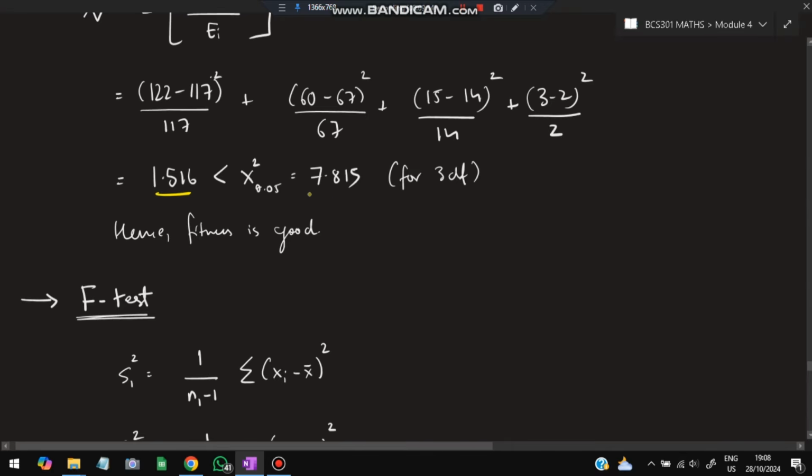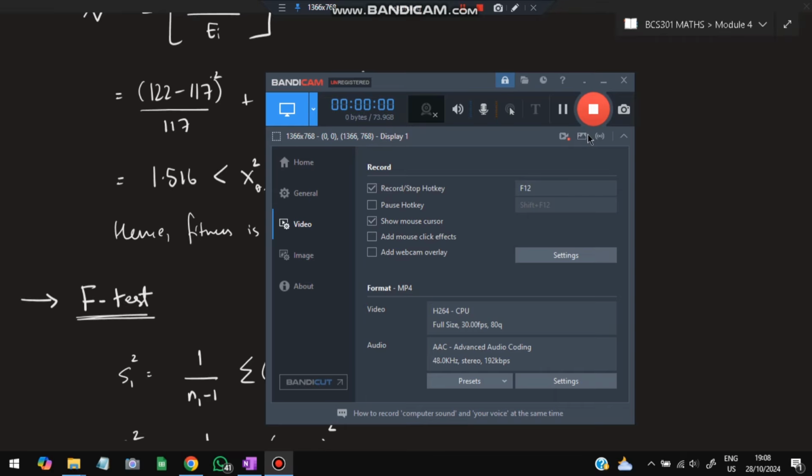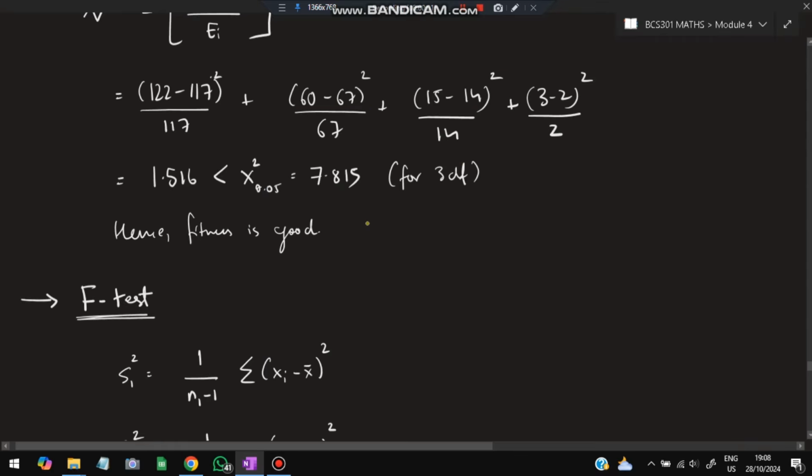You will get an answer less than that given in the question, and so the fitness is good. So this is how you calculate the binomial distribution question. Three types can come. First is the normal frequencies, second is the Poisson distribution, and the third one is the binomial distribution.